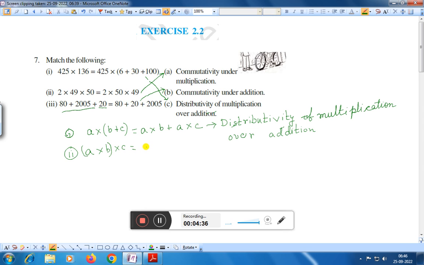We can also multiply B into C first. This is commutativity under multiplication.